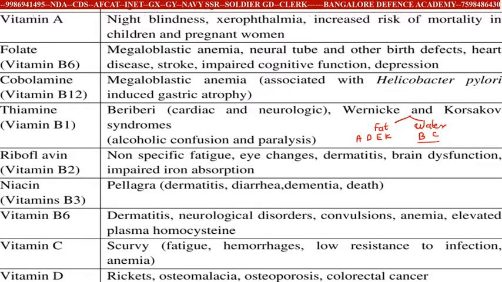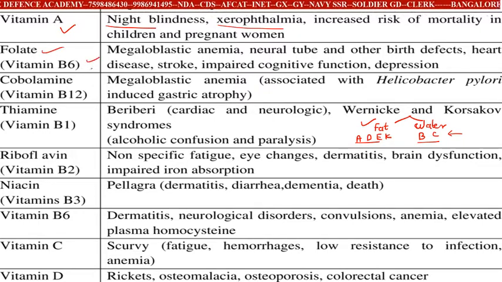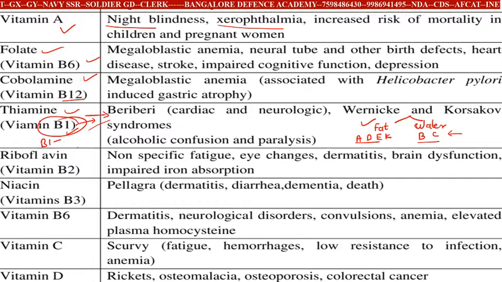Now, whenever there is vitamin deficiency, humans will have certain diseases in the body. So here we have a small simple slide. Vitamin A causes night blindness. It is also called erythema. Then you have folate, vitamin B6. Then cobalamin is vitamin B12. Thiamine is B1. B1 deficiency will cause beriberi. Very important: vitamin B1 will cause beriberi.